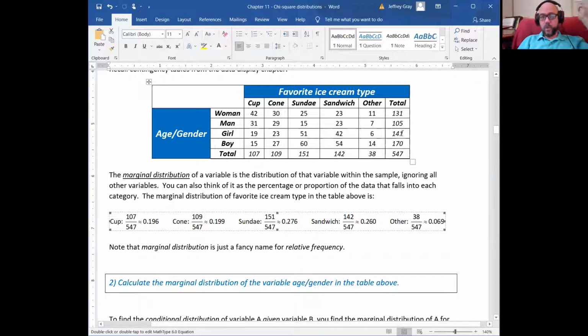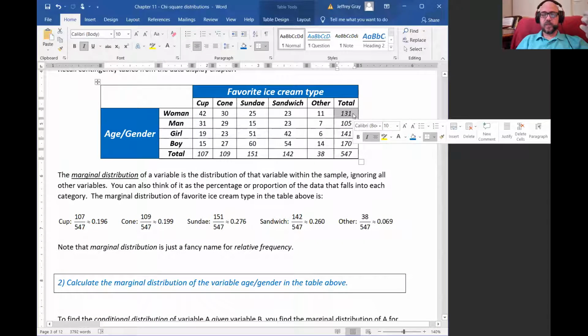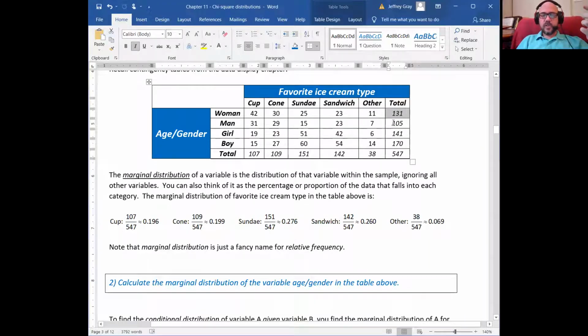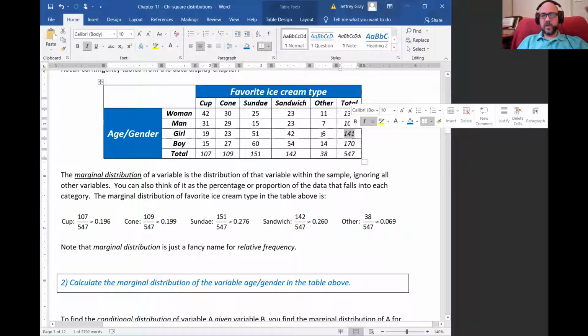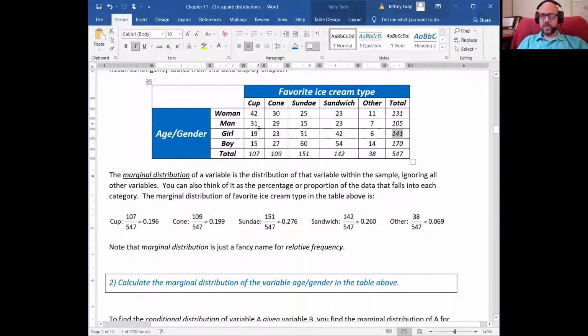And then we say, well, okay, we surveyed 131 women, so I would expect 19.6% of these 131 women to prefer their ice cream in a cup. And I would expect 19.6% of the 105 men to prefer their ice cream in a cup. I would expect 19.6% of these 141 girls to prefer their ice cream in a cup, et cetera, et cetera. You do that for all of those categories, right?